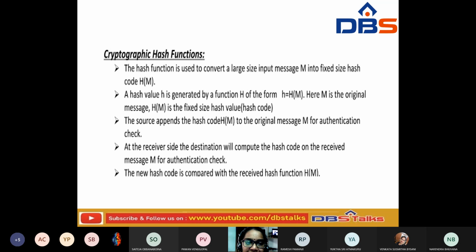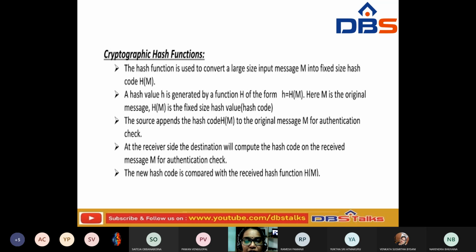So basically, a hash function is used to convert a large size input message into a fixed size hash code. We denote that hash code as h of m. Why are we using a hash function? It is used to convert a large size input message m into a fixed size.